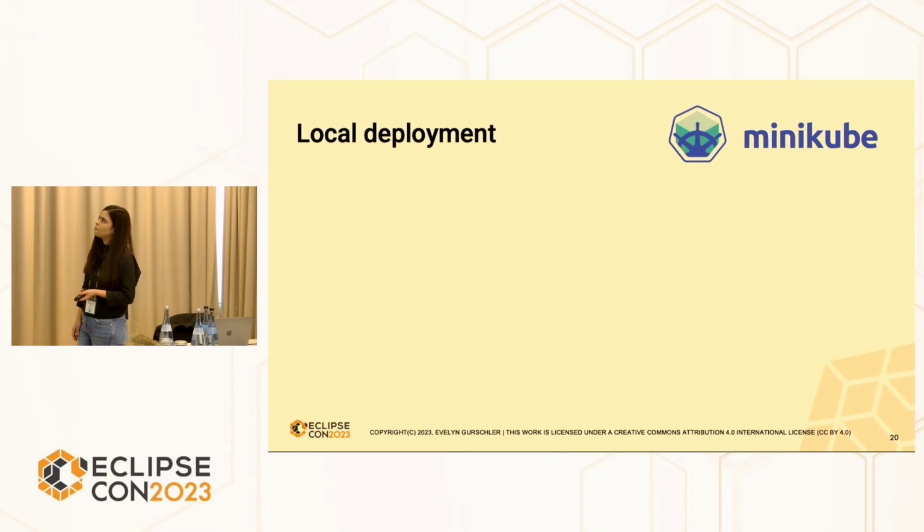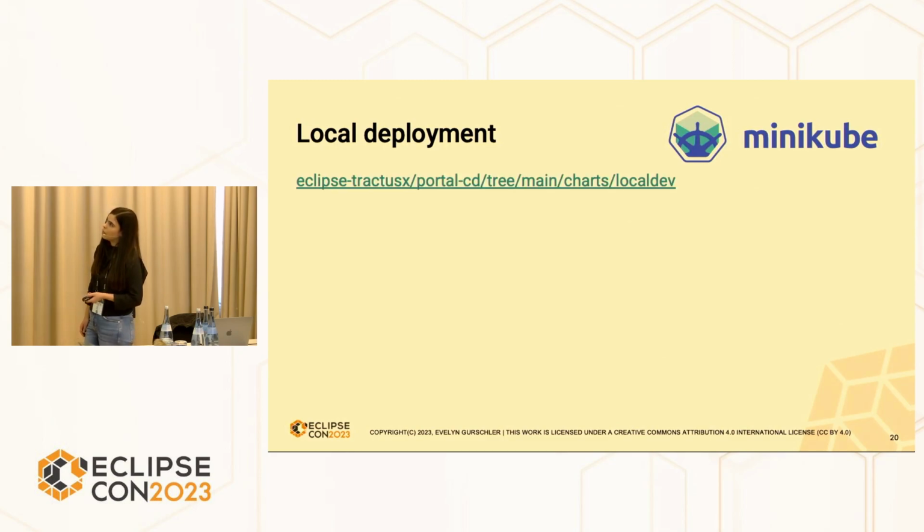And I will use for this Minikube, which is a great solution to get a local Kubernetes cluster ramped up. It's also just very easy to get in contact and learn Kubernetes. So I really suggest to anybody who wants to get familiar with Kubernetes to try it out. It's really easy also to install. And what we will install in the demo is the umbrella chart called local dev, so for our local development.